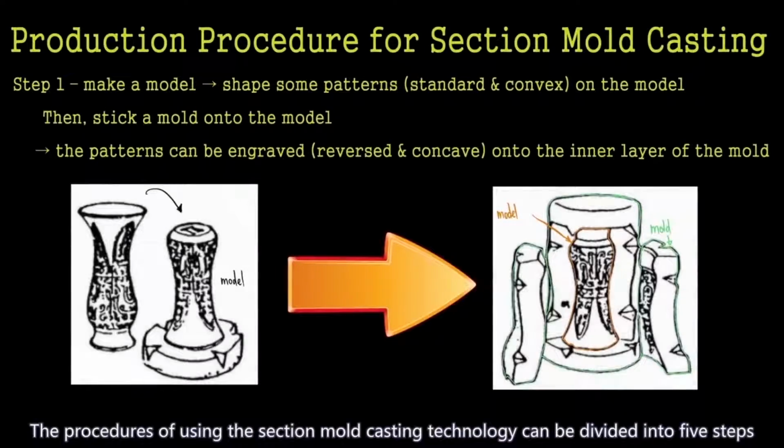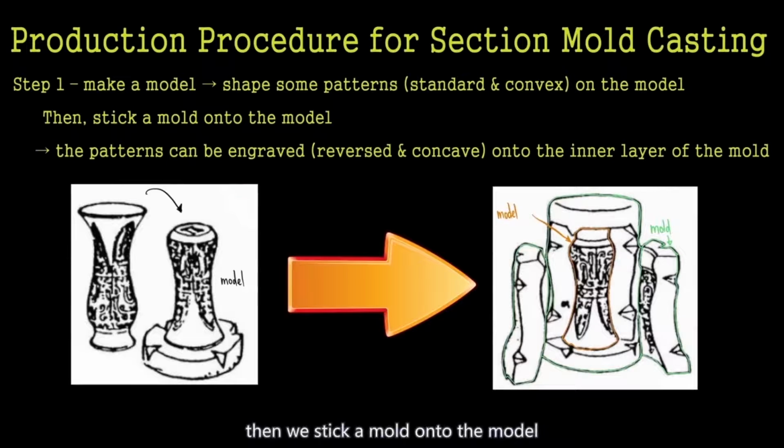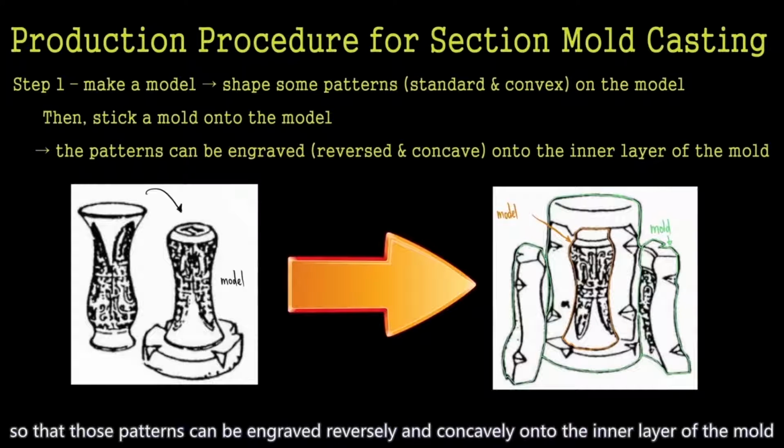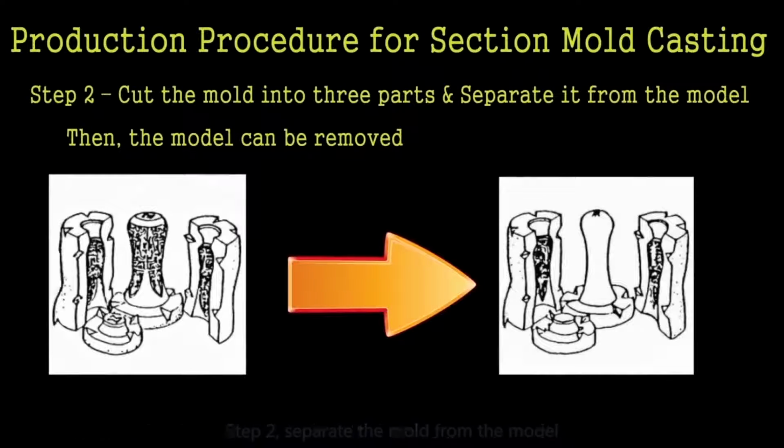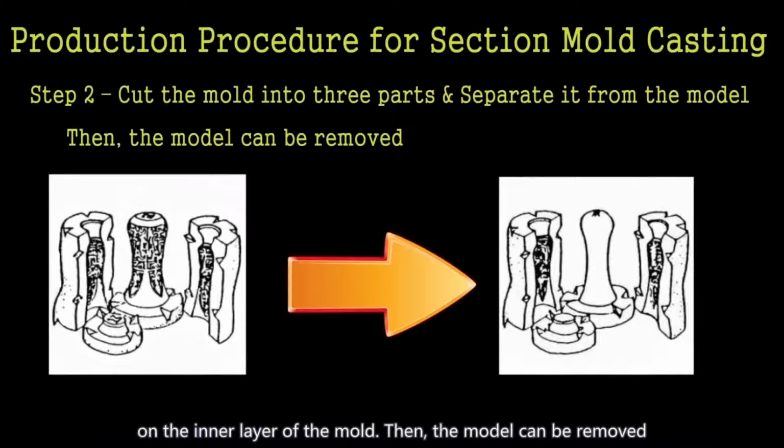The procedure of using the section mold casting technology can be divided into 5 steps. For the first step, make a model and shape some standard patterns on the model. Then we stick a mold onto the model so that those patterns can be engraved reversely and concavely onto the inner layer of the mold. Step 2. Separate the mold from the model. To do that, cut the mold into 3 parts carefully without damaging the pattern on the inner layer of the mold. Then the model can be removed.